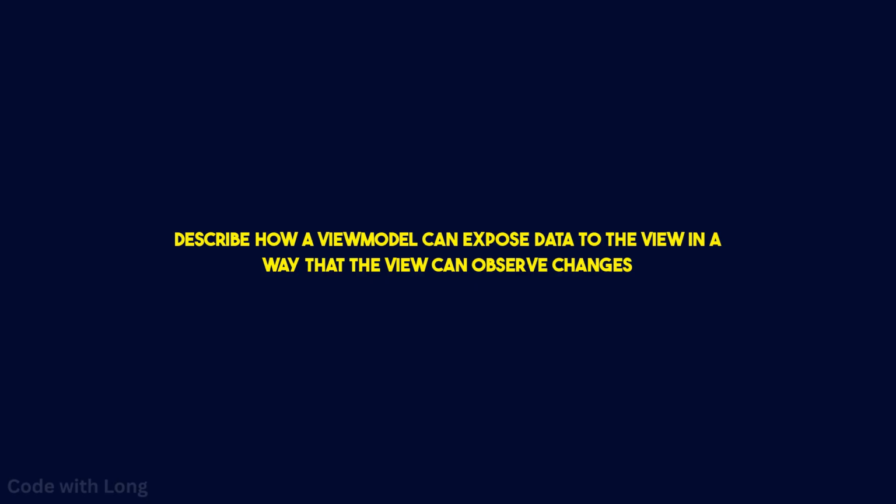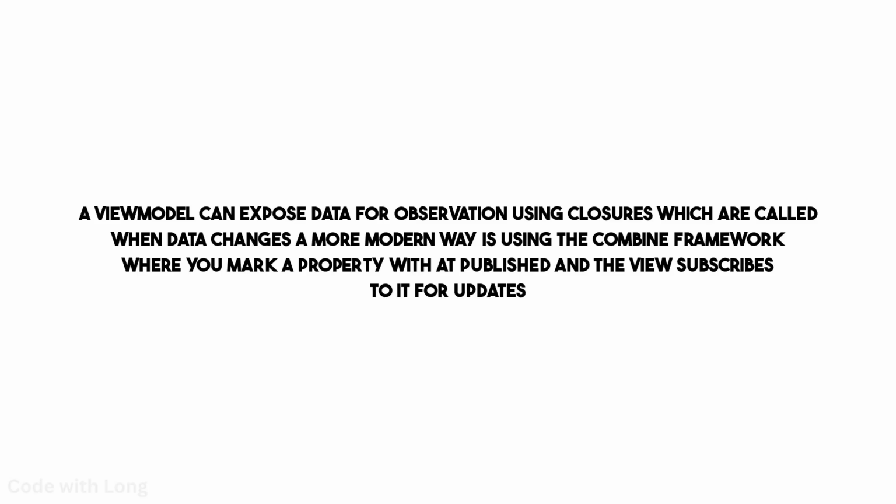Describe how a view model can expose data to the view in a way that the view can observe changes. A view model can expose data for observation using closures, which are called when data changes. A more modern way is using the Combine framework, where you mark a property with @Published, and the view subscribes to it for updates.